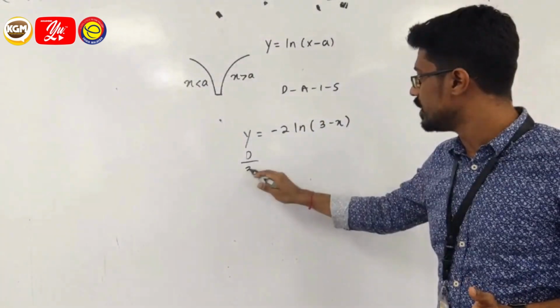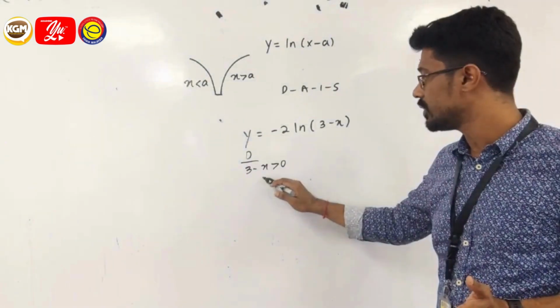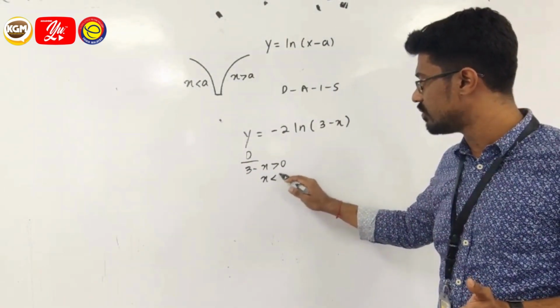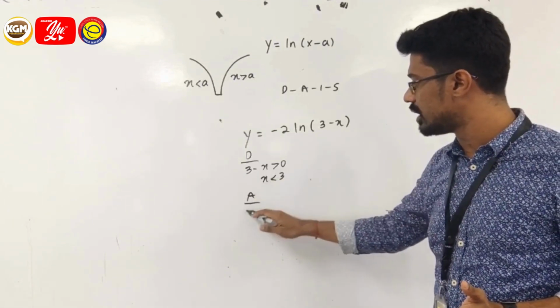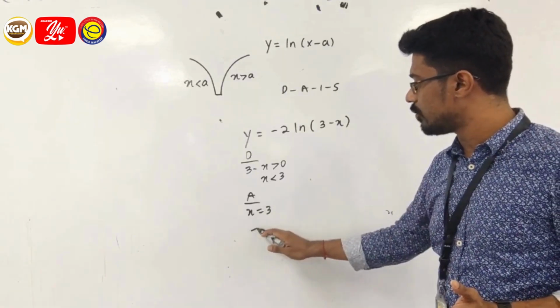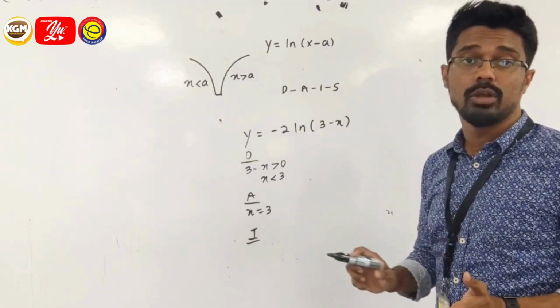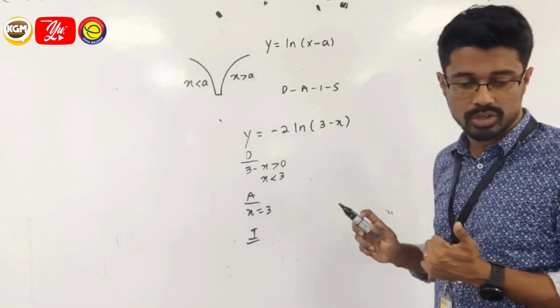So domain here, 3 minus x greater than 0. Please be very careful about this. This is going to give you x is less than 3. Then your asymptote is just going to be, change this to equal sign, x equal to 3. And this time around, to find your y-intercept, there's definitely going to be a y-intercept. So substitute your x equal to 0 into your original equation.